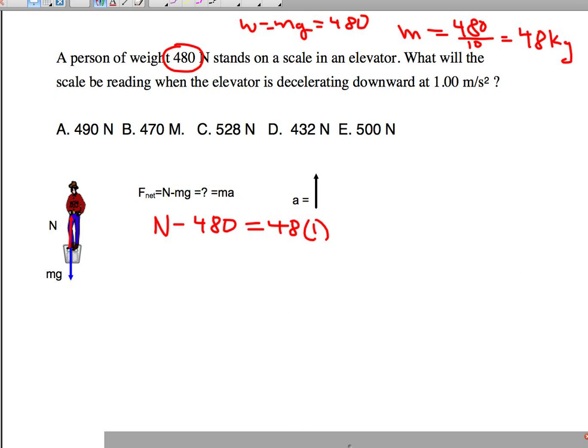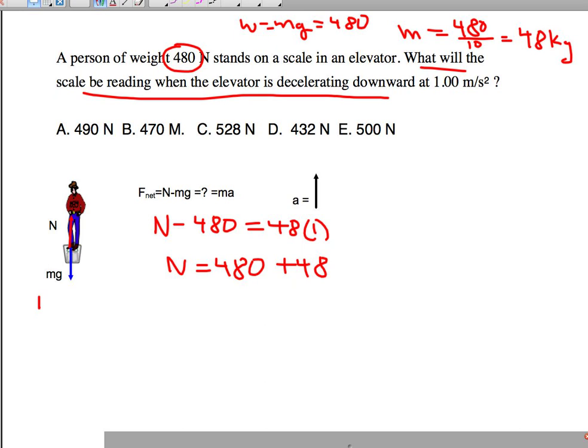What will be the scale reading when the elevator is decelerating down? The reading will just be whatever the normal force is. Now, if the elevator is not accelerating or decelerating, the normal force is equal to his weight. But if it's accelerating, the normal force will not equal his weight anymore. As you can see in this case, it's more than his weight, 528 newtons.